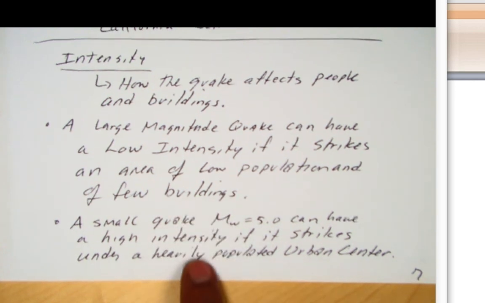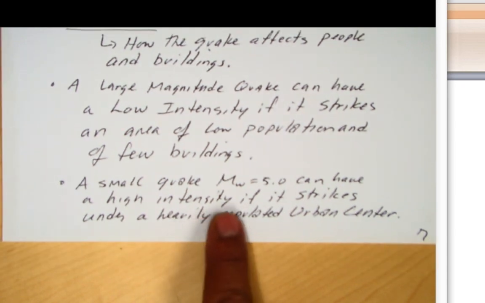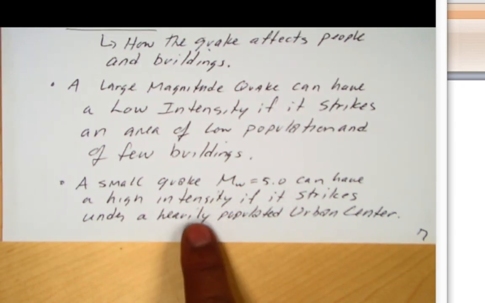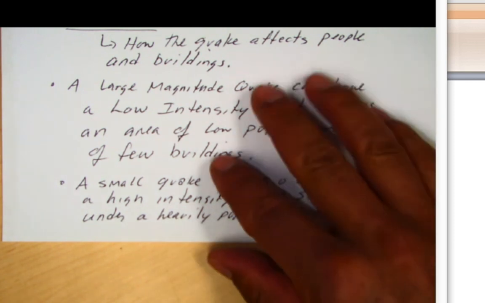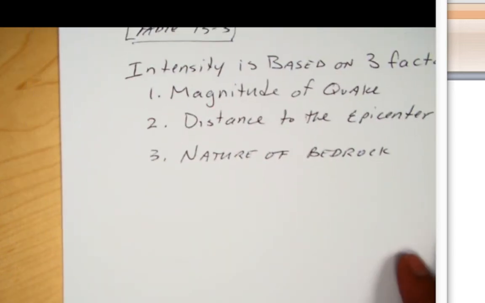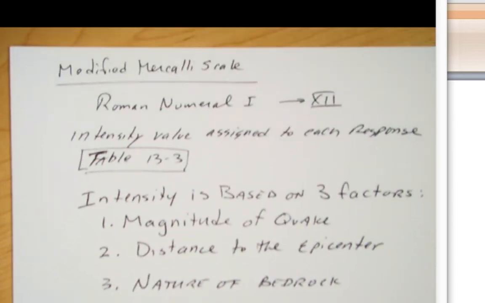However, if you have a small earthquake, like a magnitude 5 in this case, it can have a high intensity if it strikes under a heavily populated urban area. So that's one of the things about intensity. It's how the earthquake affects people and buildings.